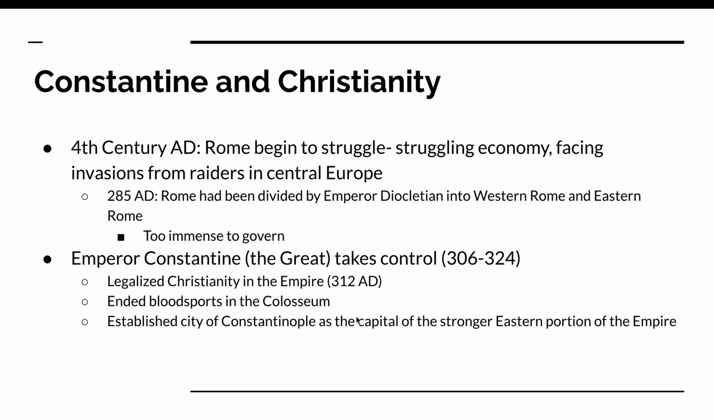Istanbul is the current name of the old Constantinople, which we'll talk about. And Constantinople becomes the capital in the east. Rome remains the capital in the west. We see differences in the Western Roman Empire and the Eastern Roman Empire. But the important thing is that Constantine makes Christianity legal in the empire in 312.